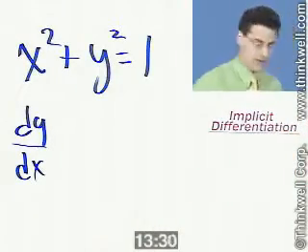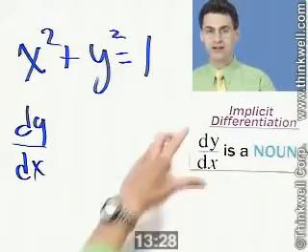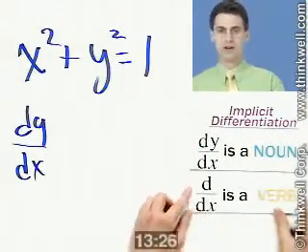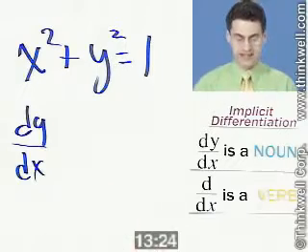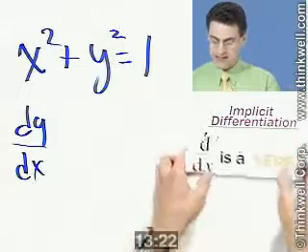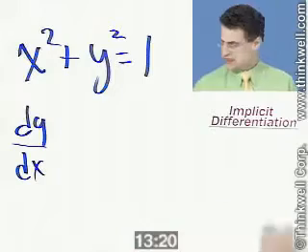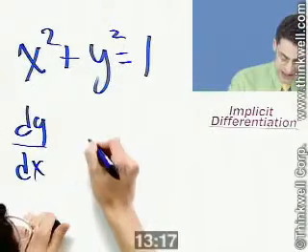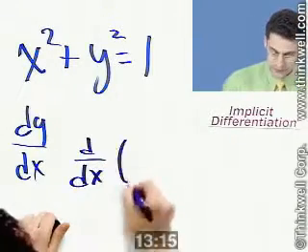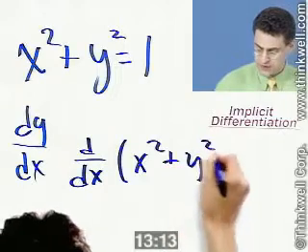Well, you've got to remember that dy dx, that's an object. That's a noun. And d dx is a verb. It's a commandment: take the derivative with respect to x. So you differentiate this with respect to x, and what do you see? Well, you see something that looks like this. What you do is you say, OK, I'll take d dx of x squared plus y squared equals 1.